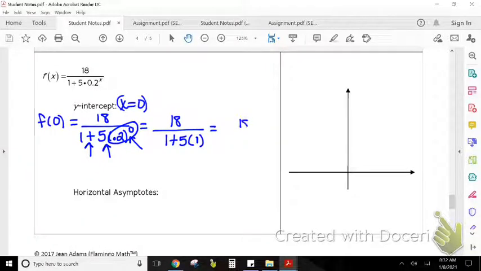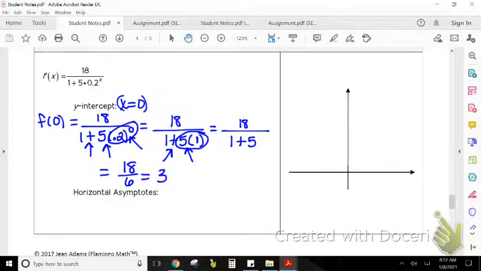So then we have 18 over. Now in the denominator, I've got plus and I've got multiplication. PEMDAS says to multiply first. So we got 1 plus 5 times 1, which is 5. Then we can add in the denominator, so 18 over 6, which is 3. So we have a y-intercept at 0, 3.